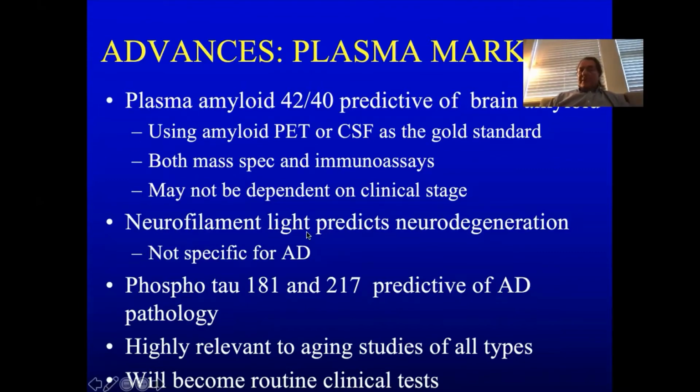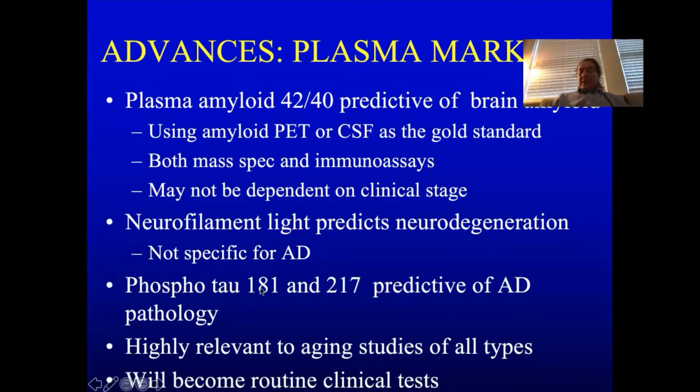Next is neurofilament light. Neurofilament light is associated with neurodegeneration and predicts neurodegeneration. It is not specific for Alzheimer's disease. Neurofilament light goes up in boxers, it goes up in multiple sclerosis, it goes up in stroke. So it's a neurodegeneration marker. It's not a specific Alzheimer's disease marker, but people with more advanced Alzheimer's disease with brain atrophy have higher neurofilament light levels. So it's an easy way to determine whether somebody has neurodegeneration.